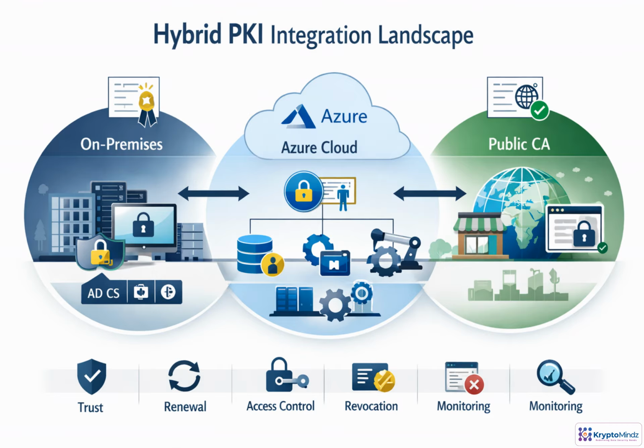Hybrid PKI is about choosing the right certificate source for each job, then making them all work together. ADCS continues to serve domain-joined devices, private TLS, RDP, and internal authentication. Azure Key Vault protects keys and certificates for Azure-native apps, VMs, and automation. Public CAs cover anything exposed to the internet that needs global trust. Across all three, you align trust chains, automate renewals, enforce access control, handle revocation, and monitor who owns and uses each certificate.